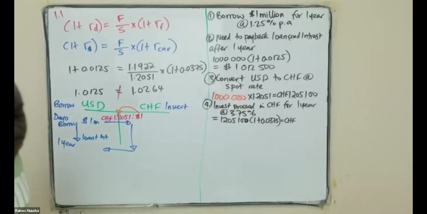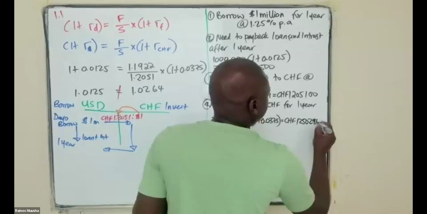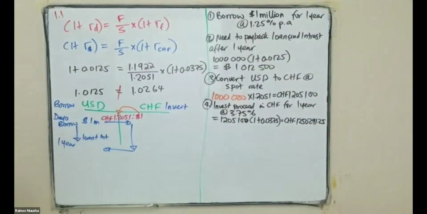1,250,291.25. So that's how much we end up with.